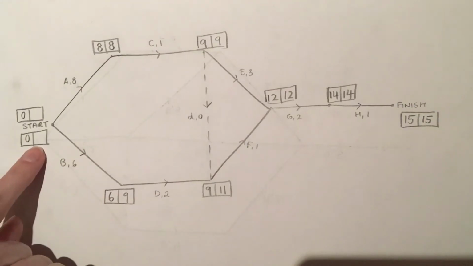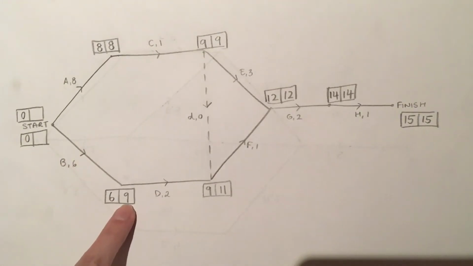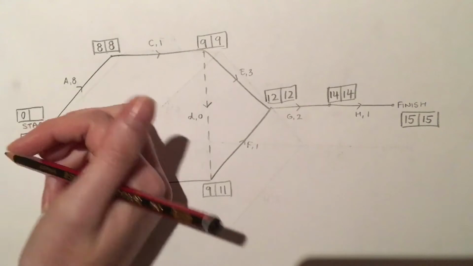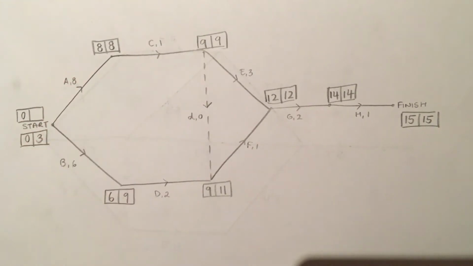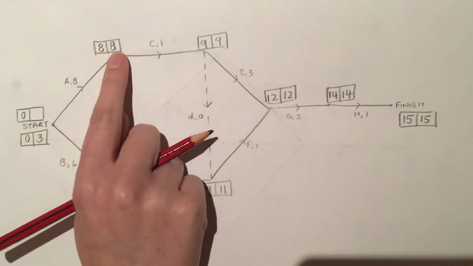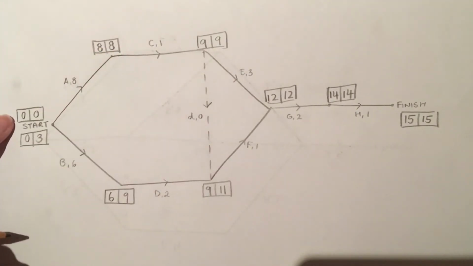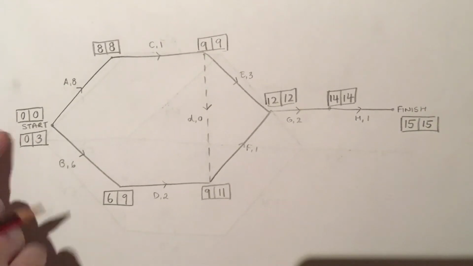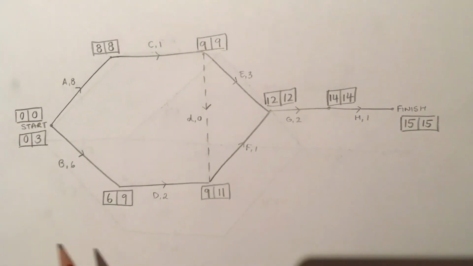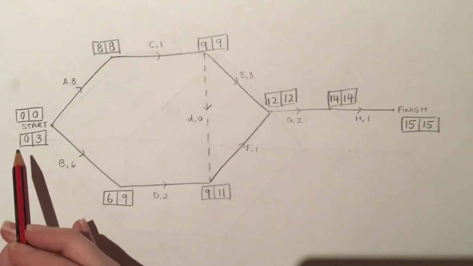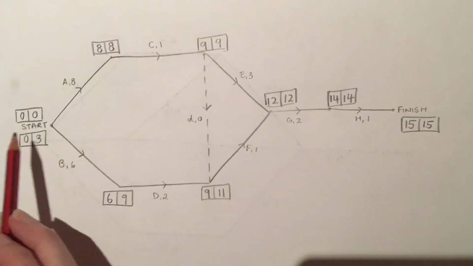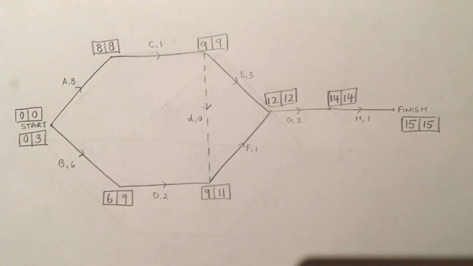And then the box for B, I'm at here 9, and I go backwards 6, I get 3. And for edge A, I'm at 8, and I go backwards 8, I get 0. So when you get at least one 0 0 box at the beginning of your network, that's how you know you've done it correctly. If you don't have a 0 0 box anywhere at the start point, then that means you've made a mistake somewhere and you need to double check all of your working out.